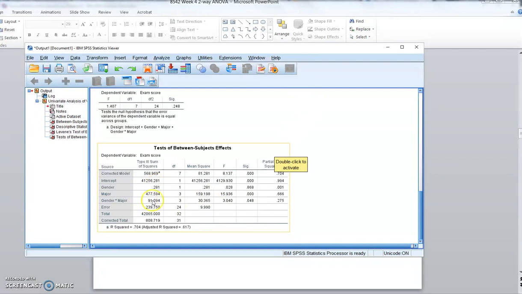And the sum squares divided by its degree of freedom, we have a mean square for the interaction effect, 30.365. This mean square divided by the mean square error 9.99, we have a F observed value 3.04. If there were no interaction effect, the probability for us to observe this F value is lower than 0.05. So since P is lower than 0.05, we're going to reject the null hypothesis and conclude that there is a significant interaction between gender and major in this particular study.